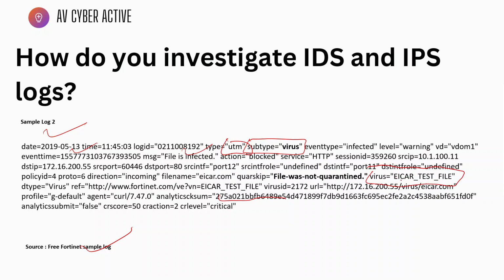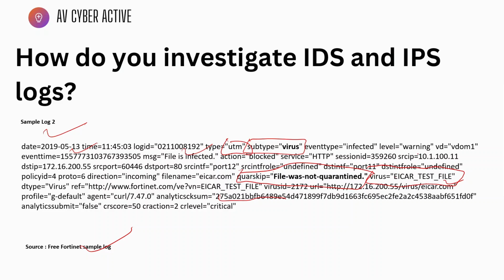If you're anywhere near the security industry, you would know what an EICAR test file is. An EICAR test file is a file designed to make antivirus software think that it's malware, but in reality it's not. Sometimes you just test your antivirus solutions to check if they are working properly, so your red team might sometimes try these activities. Now you see the action that was taken here: the file was not quarantined, which means it was most probably deleted straight away.